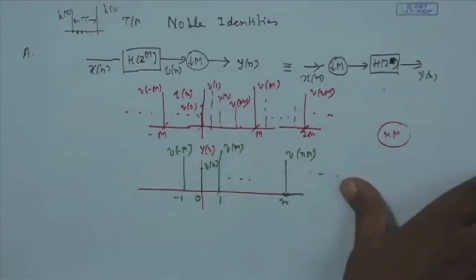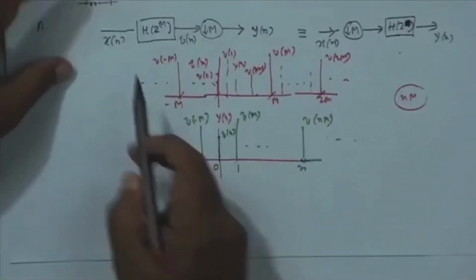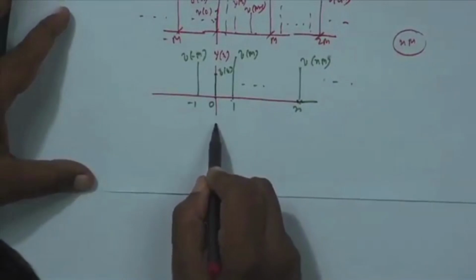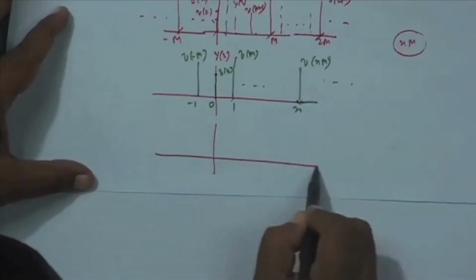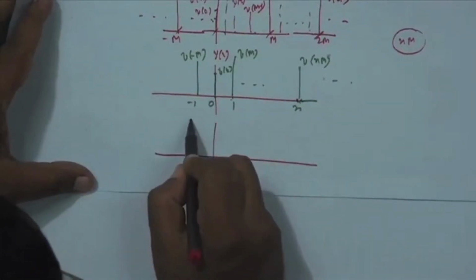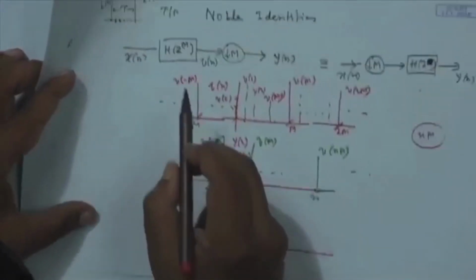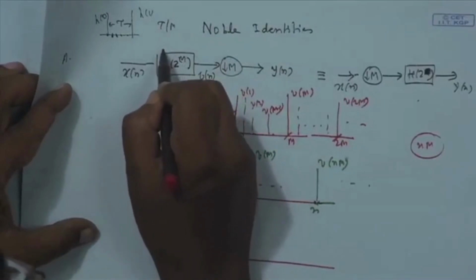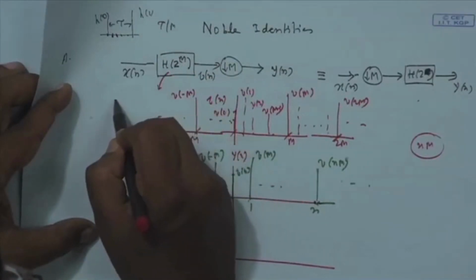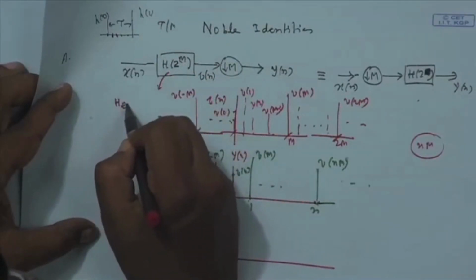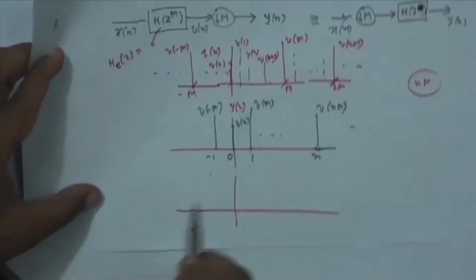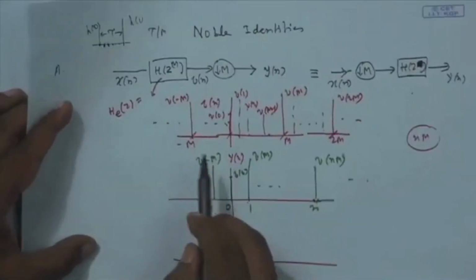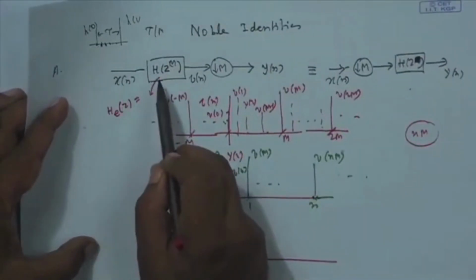But then consider this filter. This is a convolution between x n and h z to the power m. But what is it? If you call this filter h expanded version, h e z, which is h z to the power m. So, what is the impulse response of this filter? I am calling it expanded form.